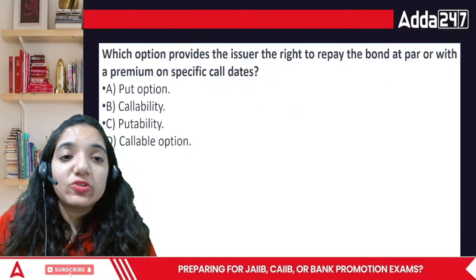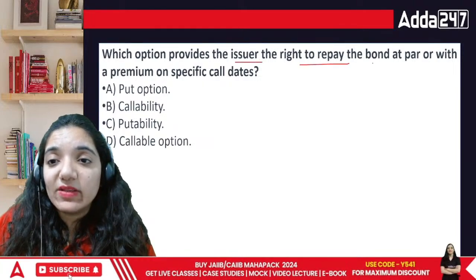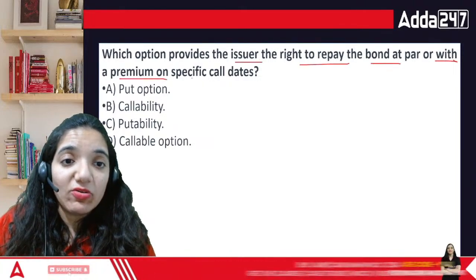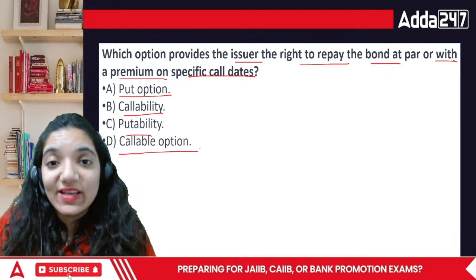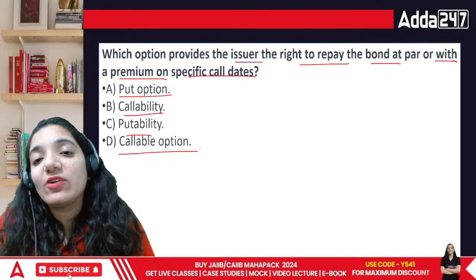Acha, which option provides the issuer the right to repay the bond at par or with a premium on specific call dates? Put option, callability, putability, callable option. They're talking about the issuer's right to repay the bond.